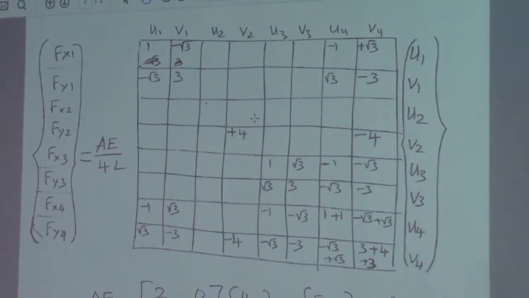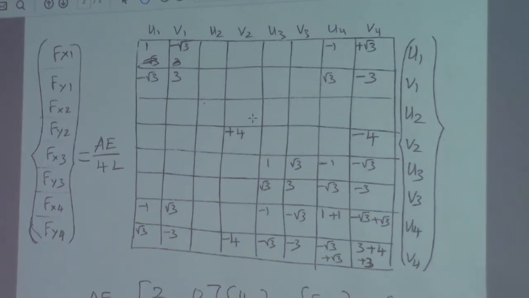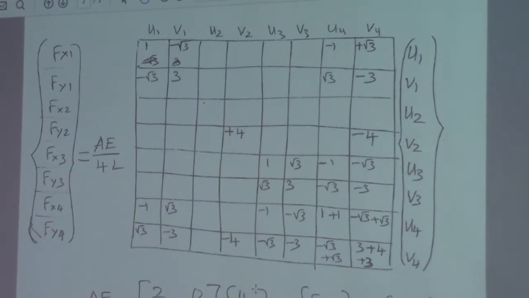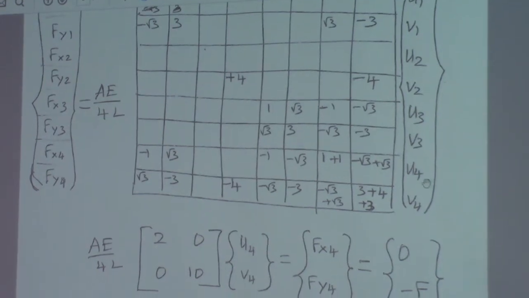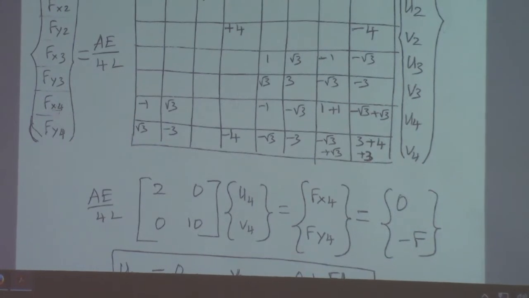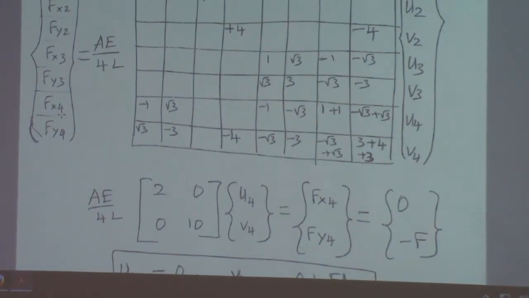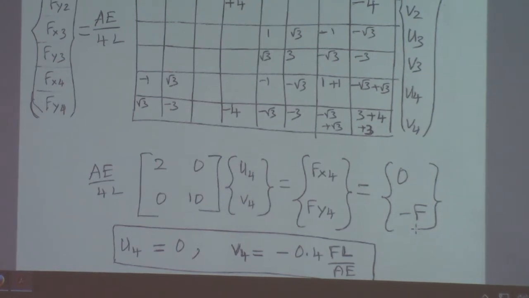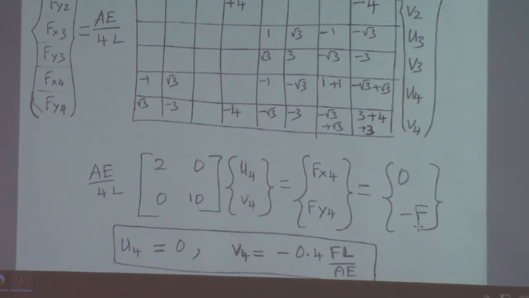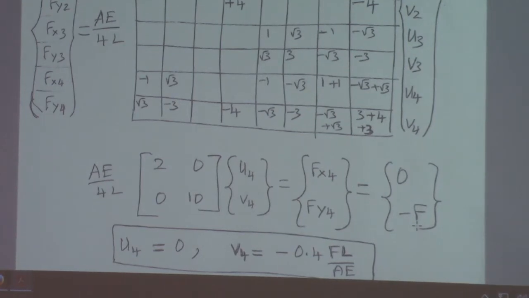So now I have this big structural stiffness matrix. A lot of rows and columns are deleted because in this problem, 6 degrees of freedom are 0: U1, V1, U2, V2, U3, V3. So I'm going to delete the first 6 rows and first 6 columns. They're all gone. What is left is the lower corner here, a small corner, U4, V4. And then I need 2 forces, Fx4, Fy4. At node 4, I can apply 2 forces, one in the x direction, one in the y direction. I chose not to apply any force in the x direction, so that force is 0. In the y direction, I applied a vertical force in the downward direction. I call it negative F.